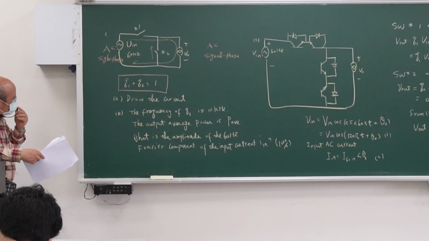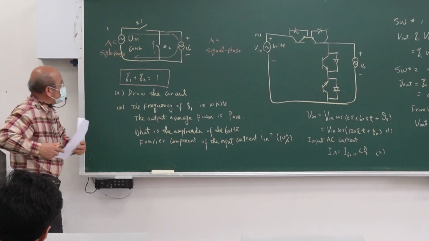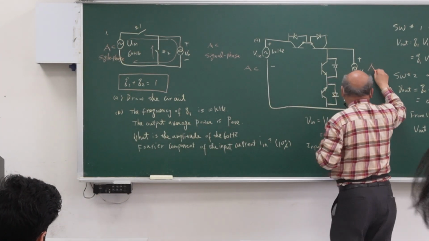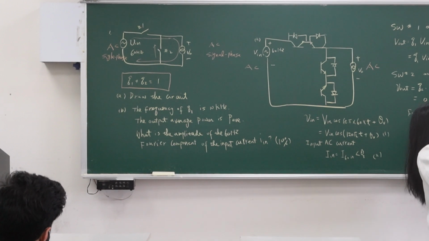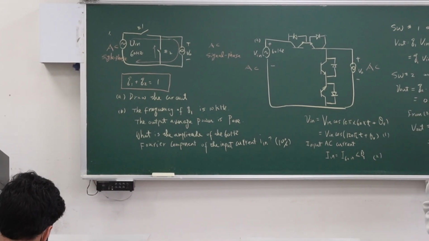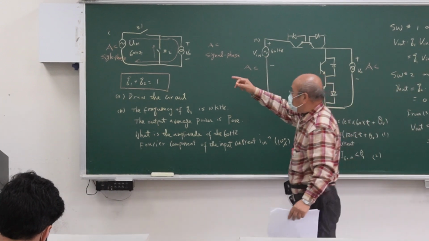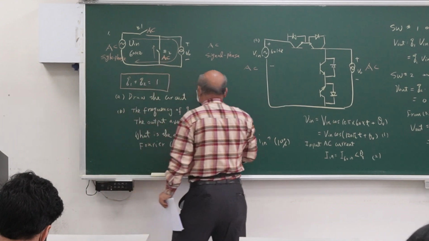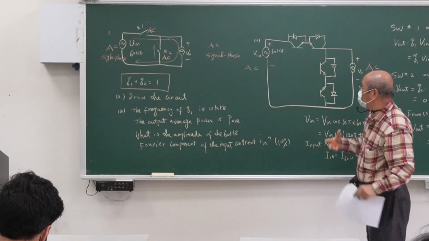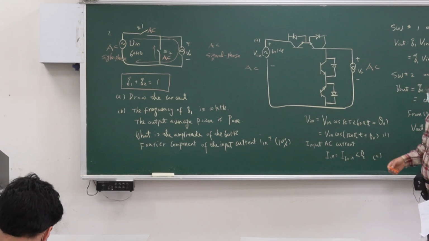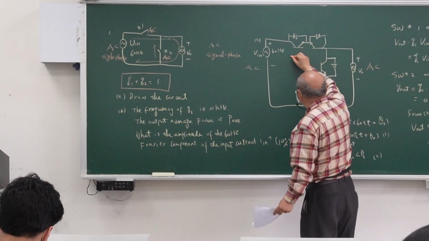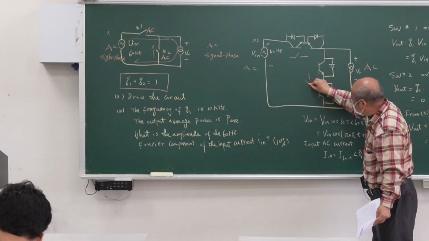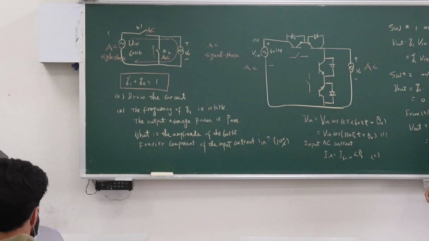So problem A: please draw the circuit. Input is AC, output is AC, so the switch must be AC, otherwise you cannot transfer energy. This means we need AC switch 1 and AC switch 2. So how can we create an AC switch? This is an AC switch. This is equal to an AC switch. This is also equal to another AC switch.